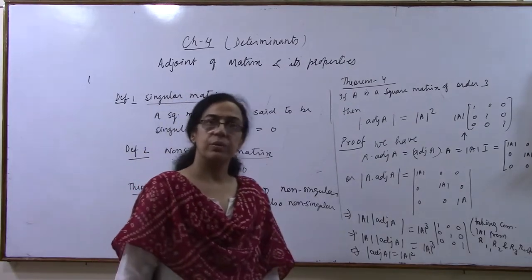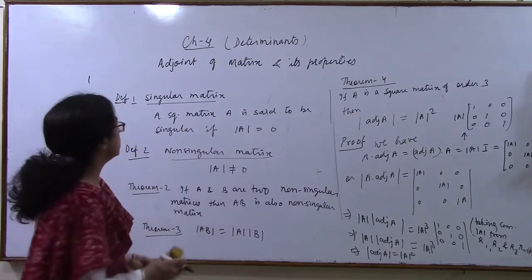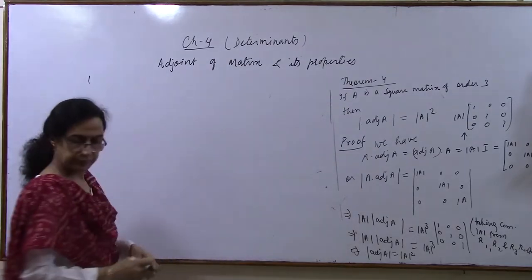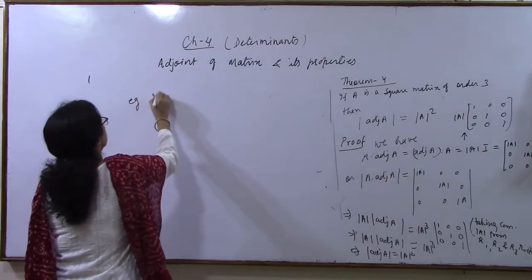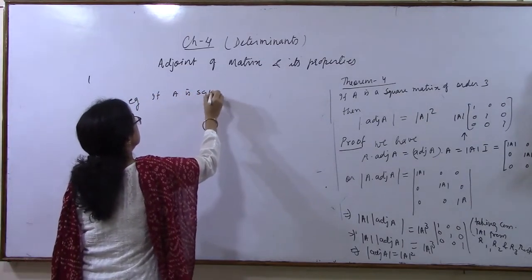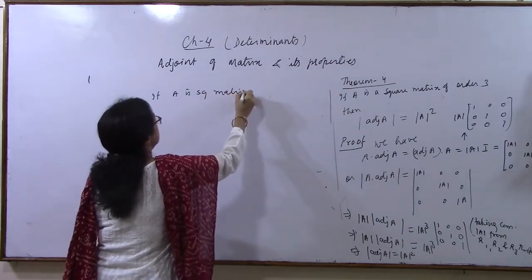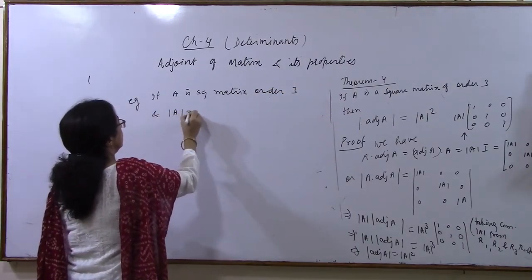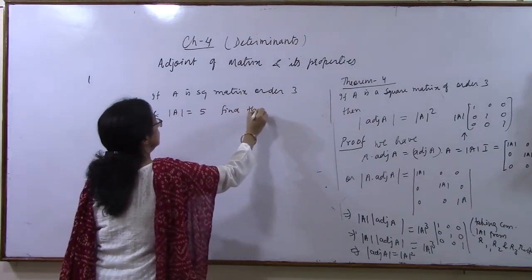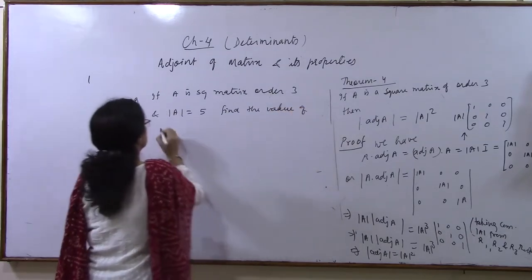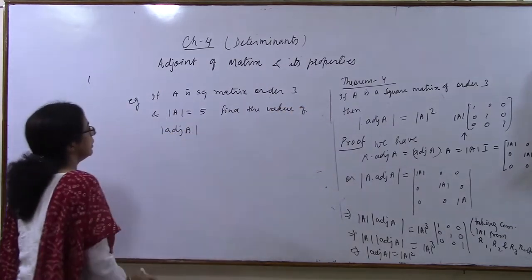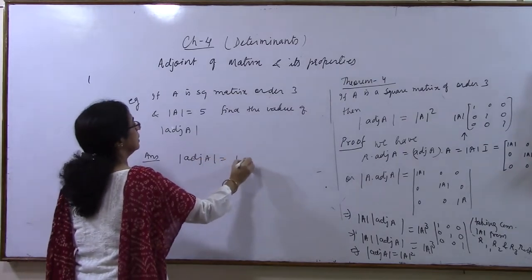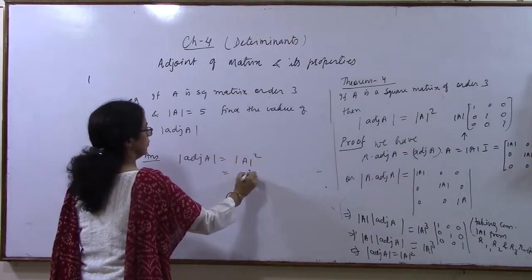और इस पे based बोर्ड में questions आते हैं. Suppose question ऐसा आता है, if A is a square matrix of order 3 and determinant A equal to 5, find the value of determinant of adjoint A. Answer is: determinant of adjoint A equal to determinant A square, that is 5 square. Answer is 25.